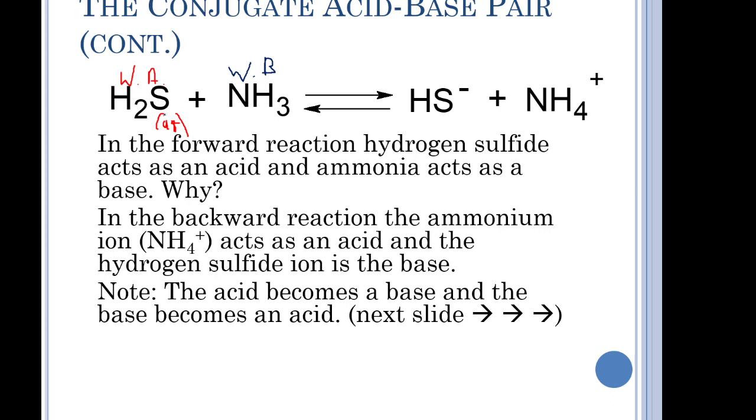Now, if we look at this instead of left to right, we look at it right to left. HS- turns into H2S. So over here, HS- is acting like a weak base. And over here, NH4+ is going to NH3. So NH4+ is donating a proton and looking just like a weak acid. So my acid turned into a base, and my base turned into an acid. Well, this happens with every acid and every base.